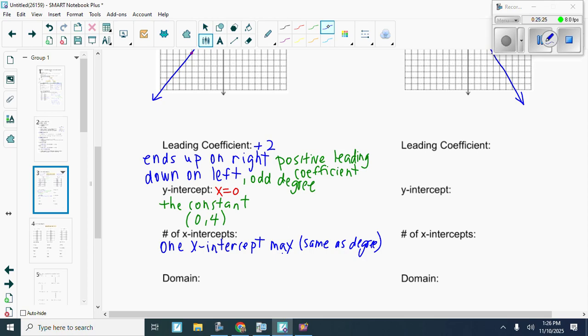So a straight line is only going to have one x-intercept. When we do a degree 2 polynomial, it could have up to 2 x-intercepts. It could have 2 or 1 or 0. When we do a cubic, it's going to have up to 3 x-intercepts, but it could have 2 or 1. It'll always have at least 1. So that's where the word max comes from, because the number of x-intercepts is at most the same as your degree.